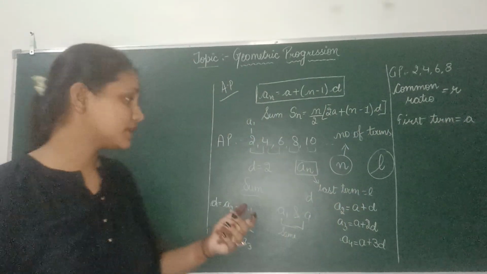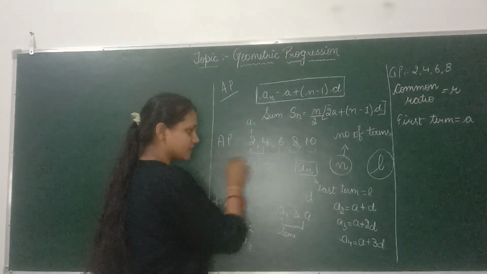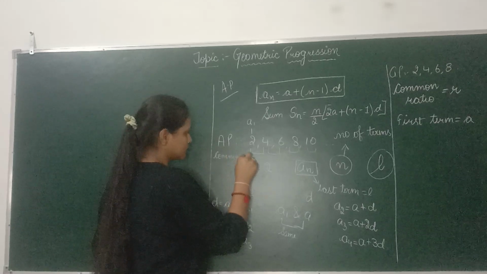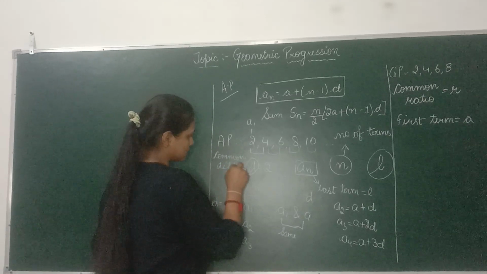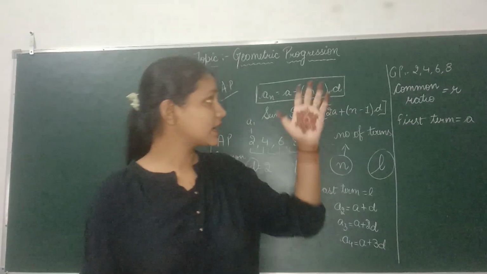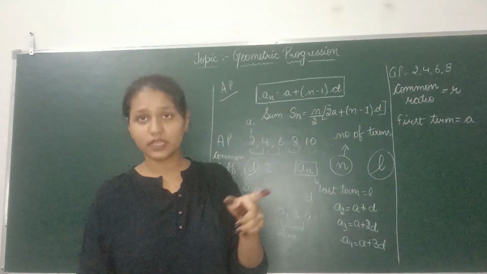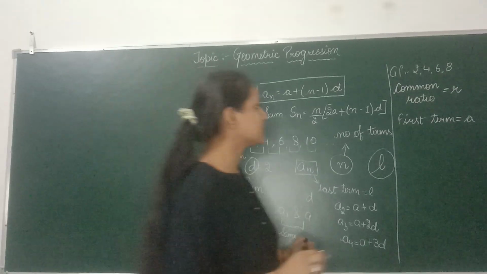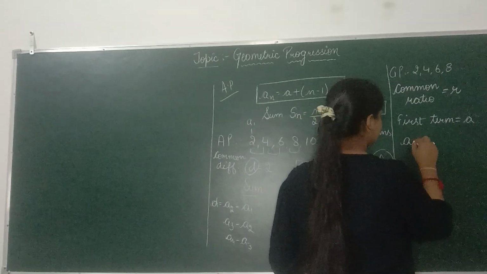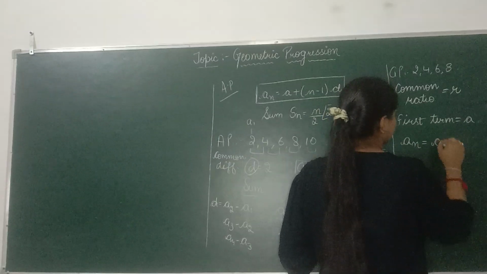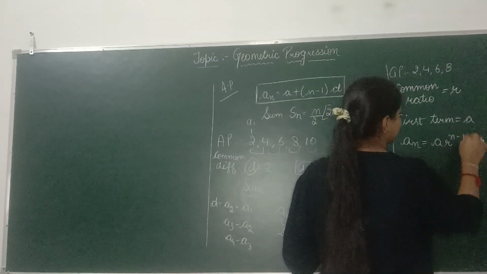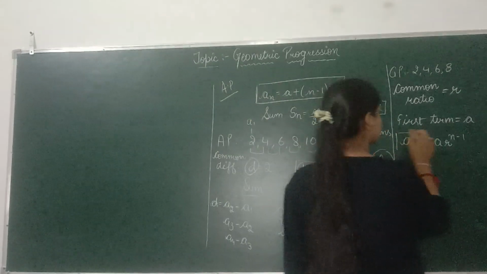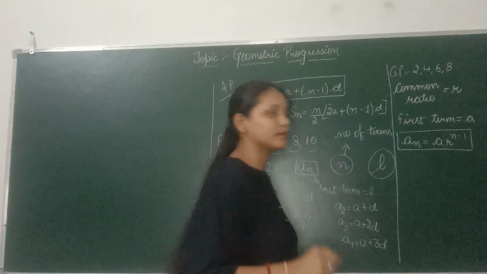In the arithmetic relation, the common difference is taken here, and in the geometric relations, the common ratio is taken. The first term is A, and if you have to calculate the AN, it should be A R^(n-1). The formula for AN is AN = A R^(n-1).